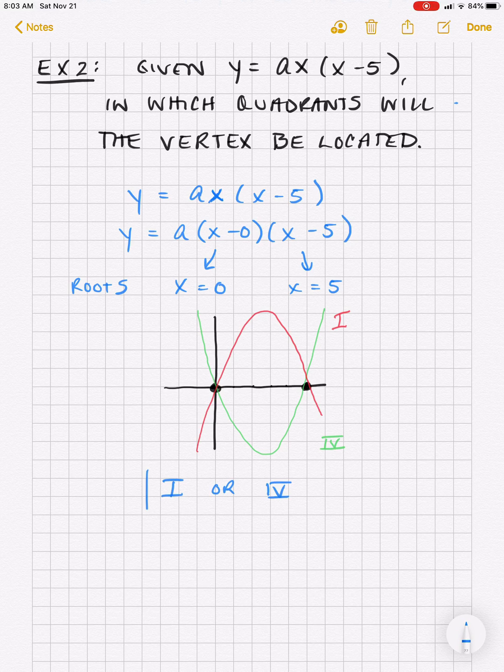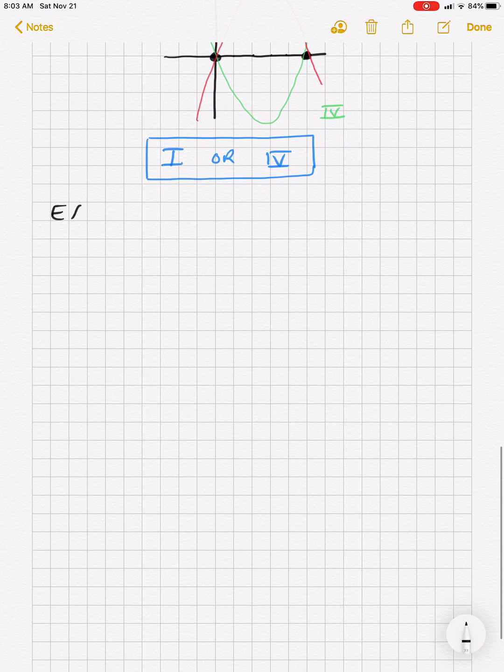And whenever I ask you questions like this, I always want you to show me a picture or show me some kind of reasoning as to why you're giving that answer. All right, last example. Let's write an equation using some given information.